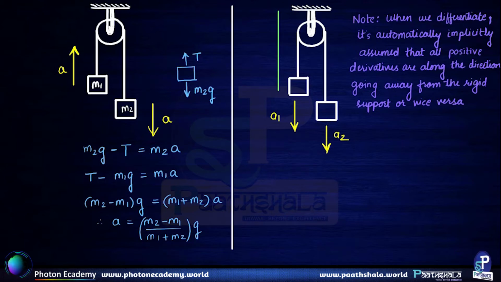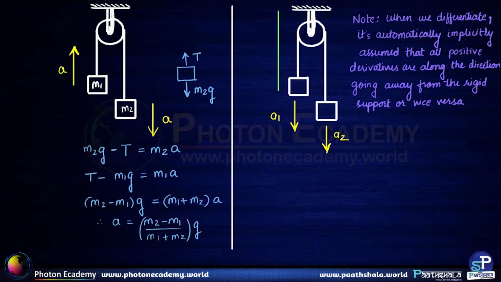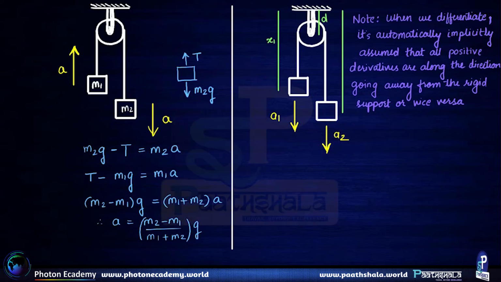So in order to find out the relation between the accelerations, we assume the distance from the rigid support to the mass m1 to be x1, the distance from the rigid support to the mass m2 to be x2, and the distance from the rigid support to the axle or the center of the pulley, which is a constant value, that distance is d. So this is d. This happens to be equal to x1. This happens to be equal to x2. And let's assume that the radius of the pulley is r.